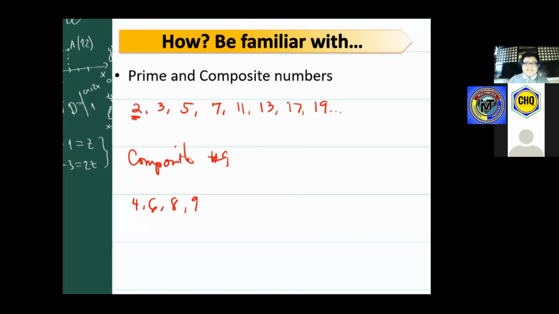Ang 1 ay hindi prime, hindi rin composite. It's neither prime nor composite. Bakit? Kasi ang definition ng prime is yung factors ay 1 and itself, so it means to say that the number itself should be different from 1. Since 1 times 1, magkatulad silang 1, hindi siya papasok sa prime. Hindi rin siya papasok sa composite. It's very important that you know this: odd and even, then prime and composite.